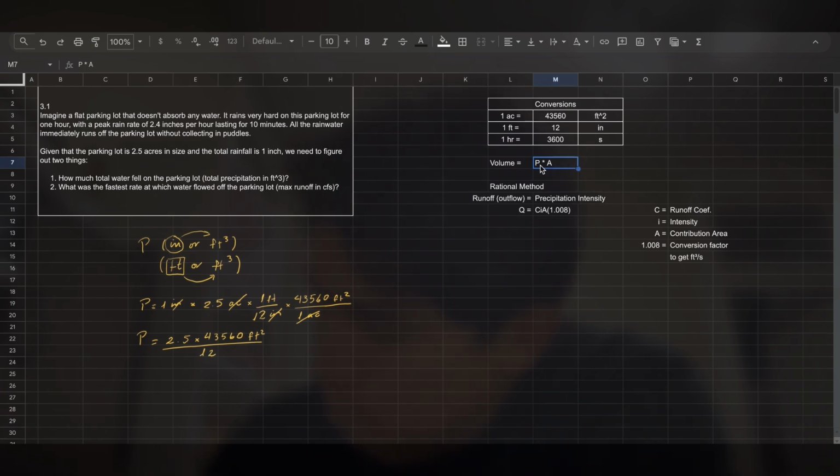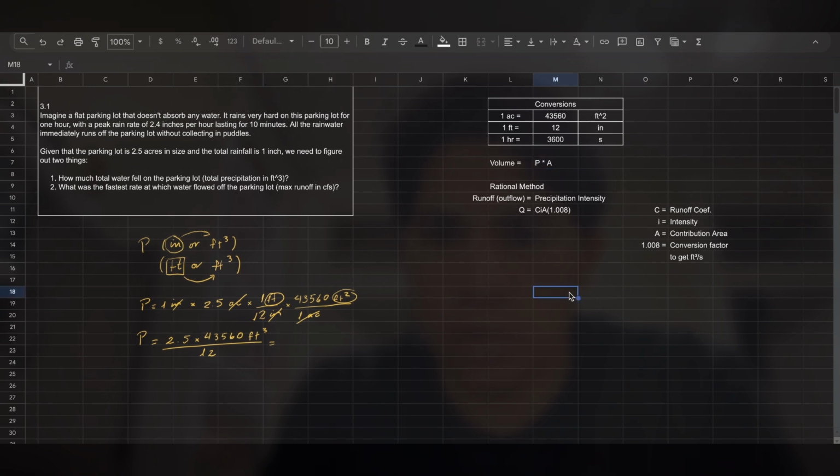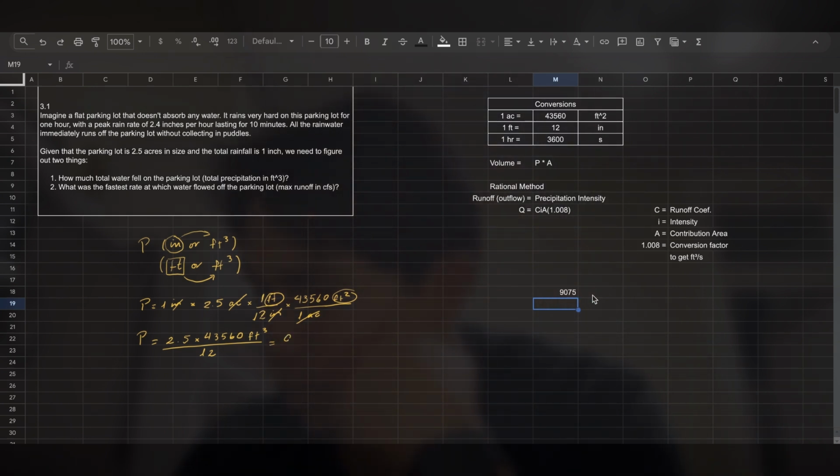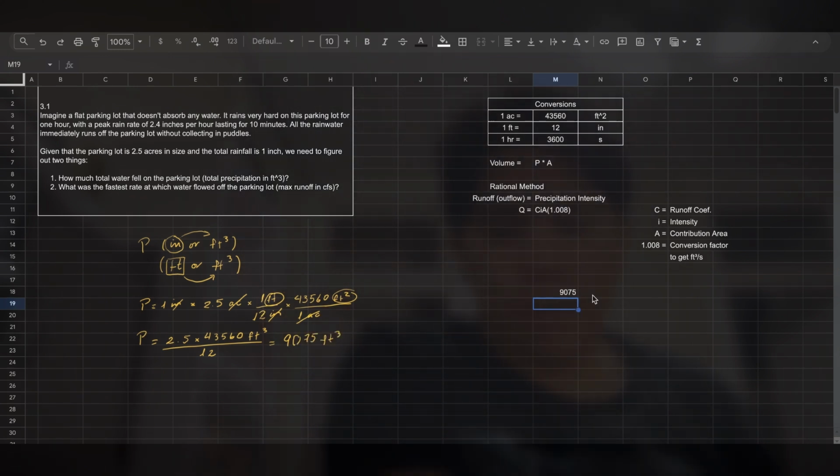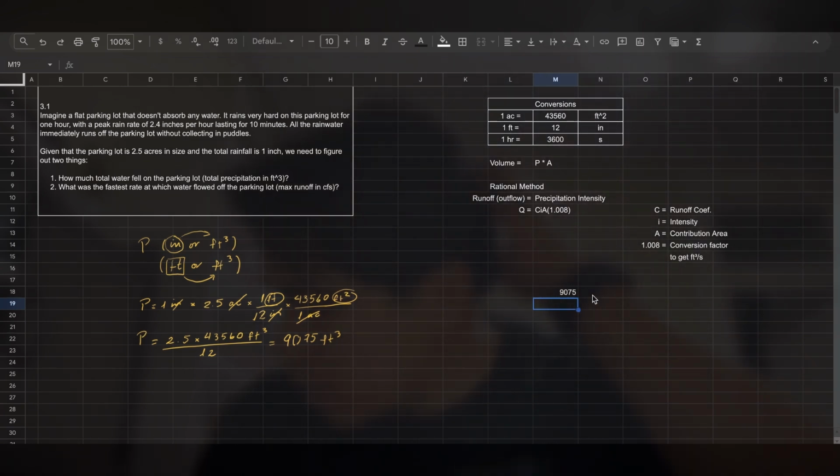Sorry, this feet times square feet should be cubic feet. So if we use Excel, equals 2.5 times 43,560 divided by 12, we get 9,075 cubic feet. Let me check that with the answer. That looks familiar, and that's correct. So that's the answer for part one.